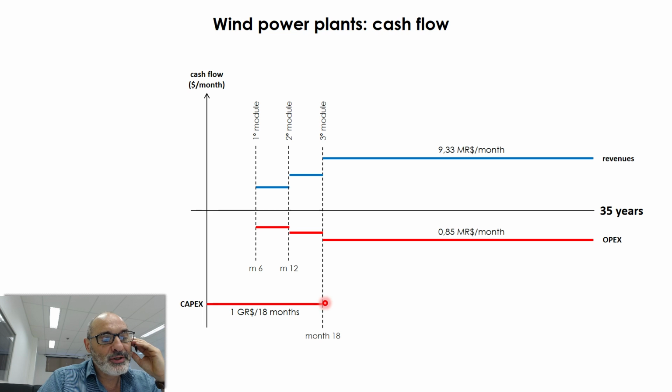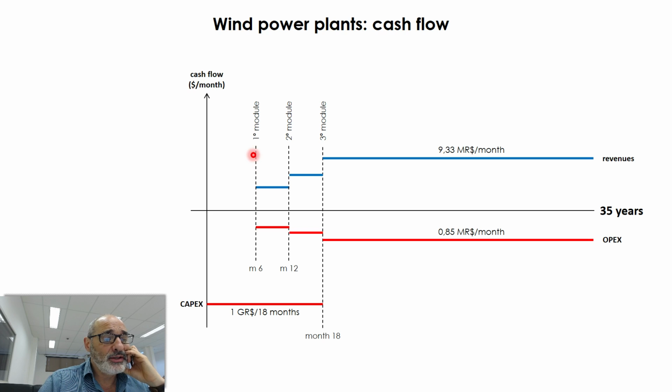Okay, and an important observation here is we can choose to build our power plant in modules. Like here, we commission 1/3 of our power plant in 6 months. The second third of our power plant we commission in 12 months, and the third we commission in 18 months. Okay, why we do that? We do that to anticipate generation of income, in order to anticipate the payback of the project. I'm going to do that for the power plant, the wind farm, and also for the photovoltaics.